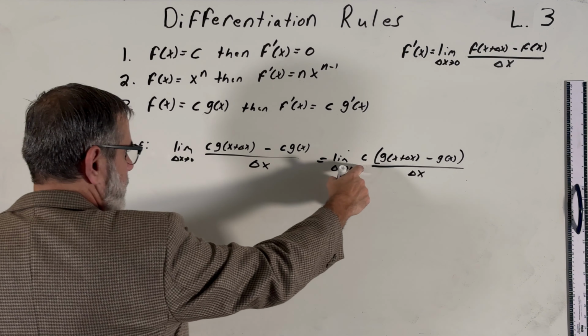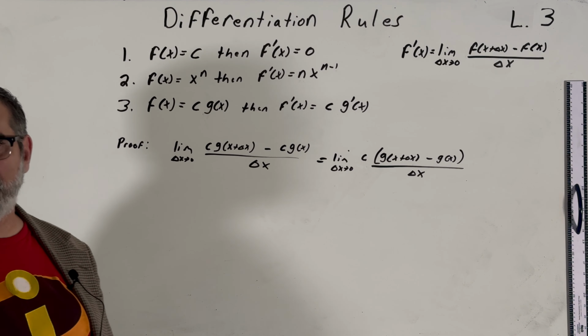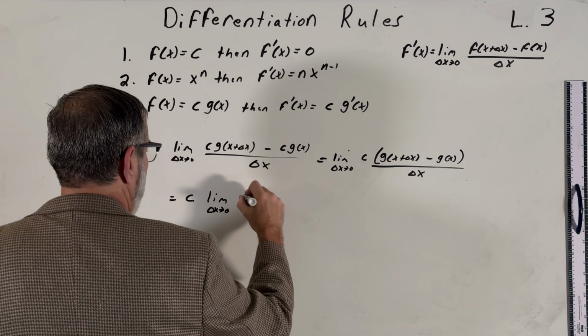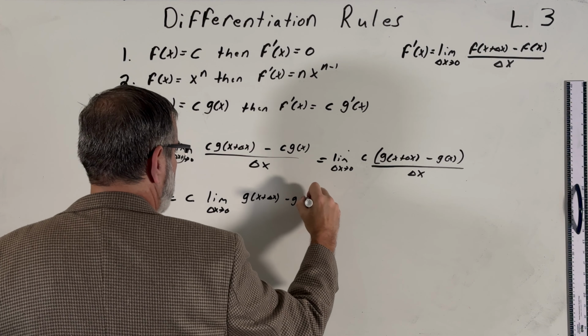But what is the limit of c? We had a theorem for limits regarding products, in which we could simply pull this c outside the limit, such that this is then equal to c times the limit as delta x approaches 0 of g of x plus delta x minus g of x divided by delta x, which is just by definition c times g prime of x. That's a handy rule to have. It's an easy one to show.